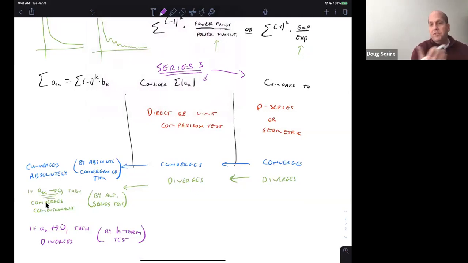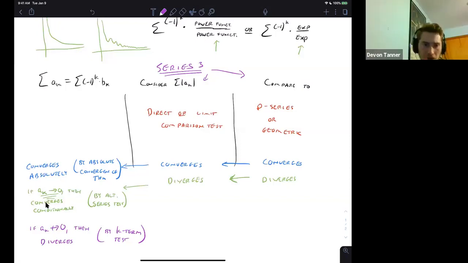Series 4, the first 10 problems, you're dealing with all 3 of them. And if you go back and look at those 10 problems, all 10 of those fit into one of these 3 categories, either this blue one where they converge absolutely, the green one where it converges conditionally, or the purple one at the bottom where it diverges by the K-term test. Does that make sense to everybody? Any questions so far? You guys good?